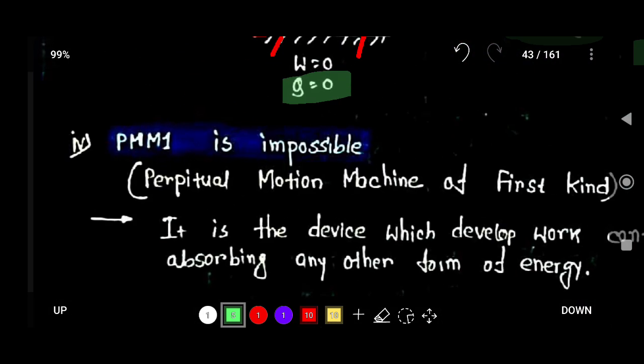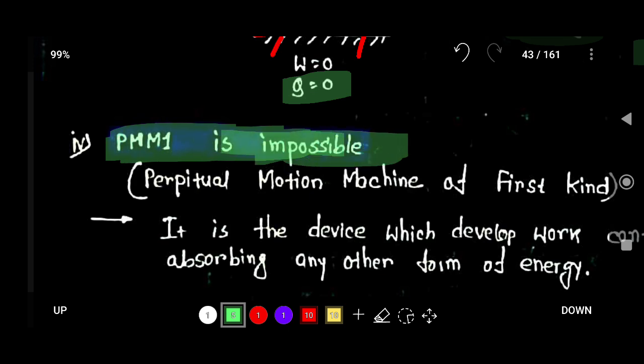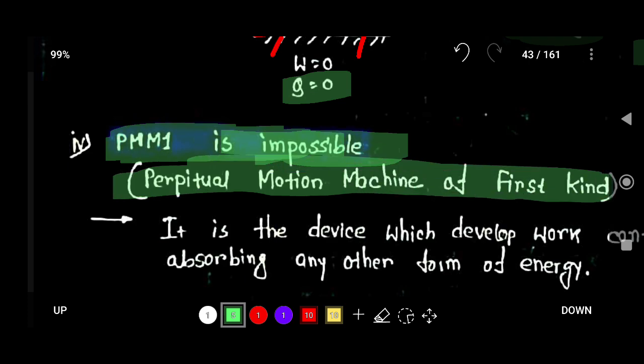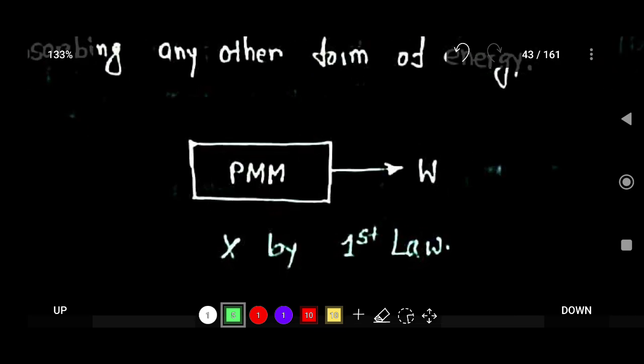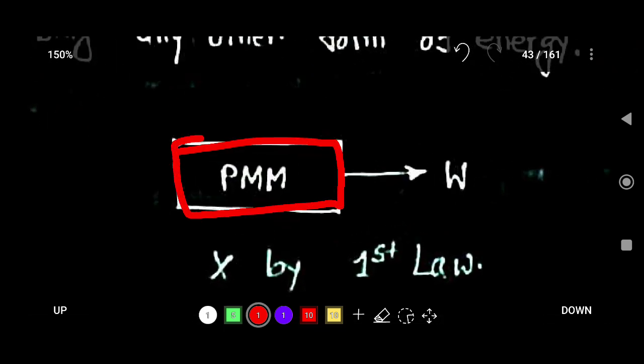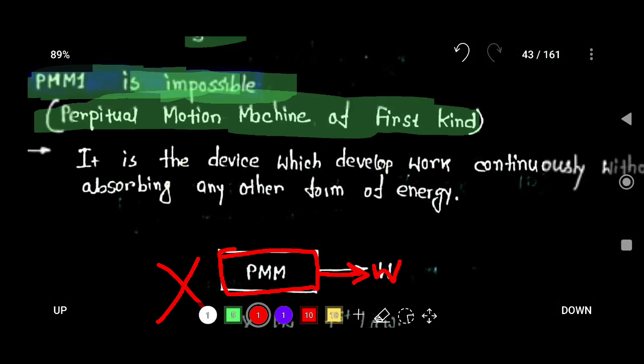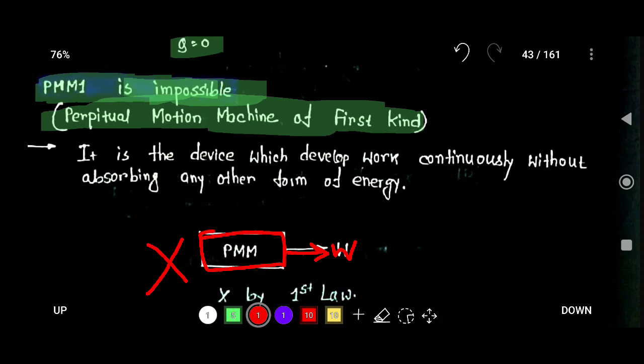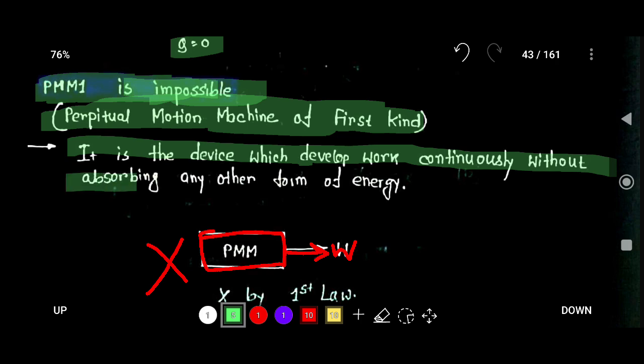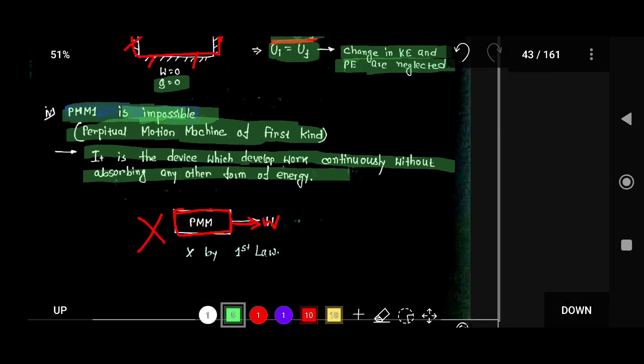And the last consequence is that perpetual motion machine PMM1 is impossible. PMM1 means perpetual motion machine of the first kind. Basically this is impossible. Suppose this is a system that continuously produces work without absorbing any form of energy. It is a device which develops work continuously without absorbing any form of energy. So this is the last consequence of the first law of thermodynamics.